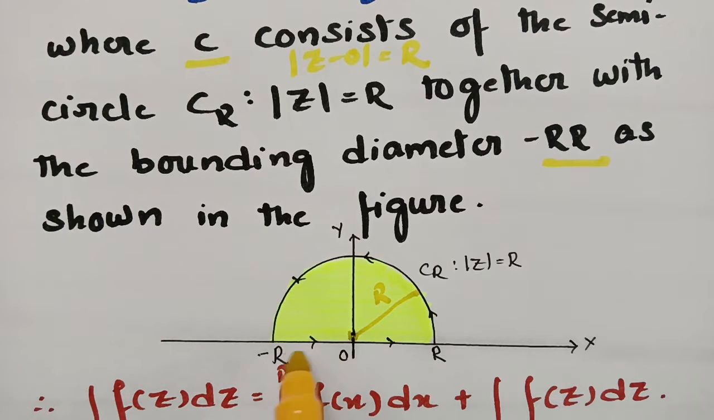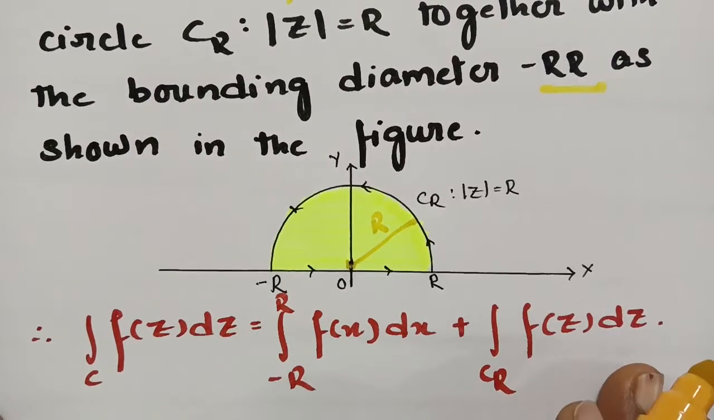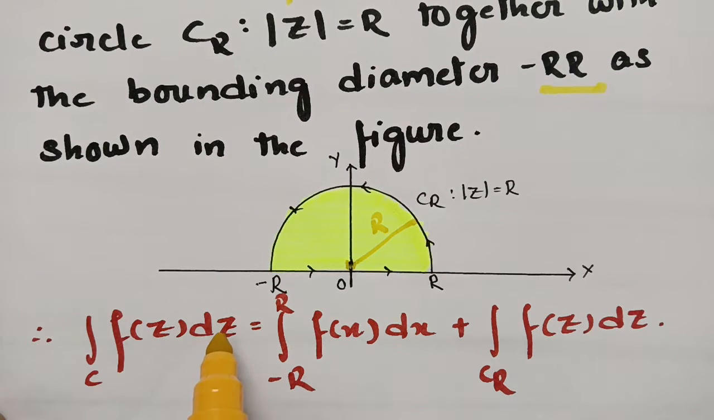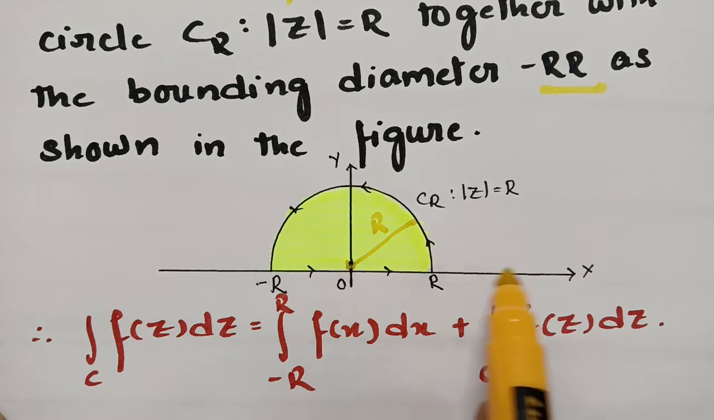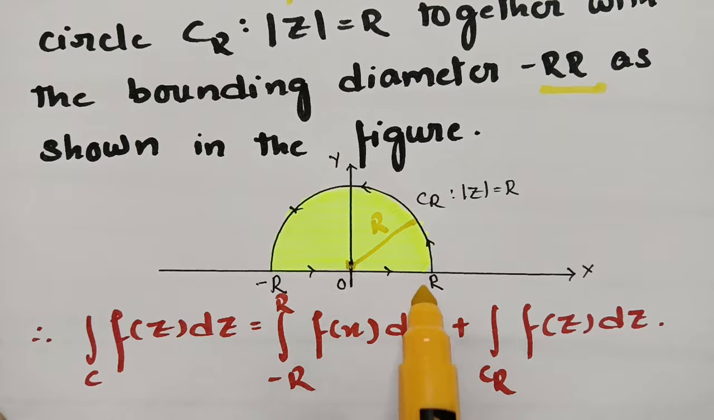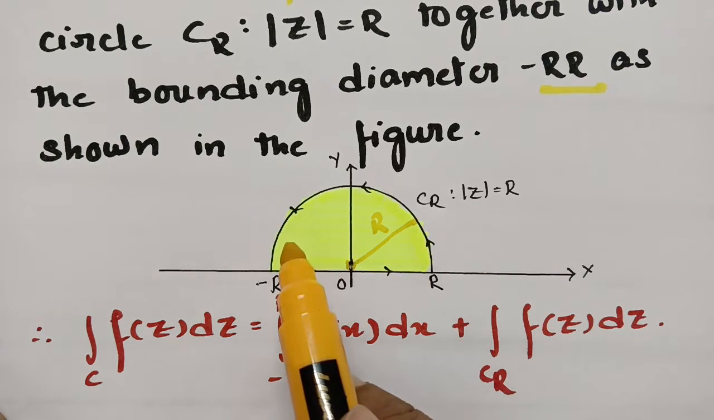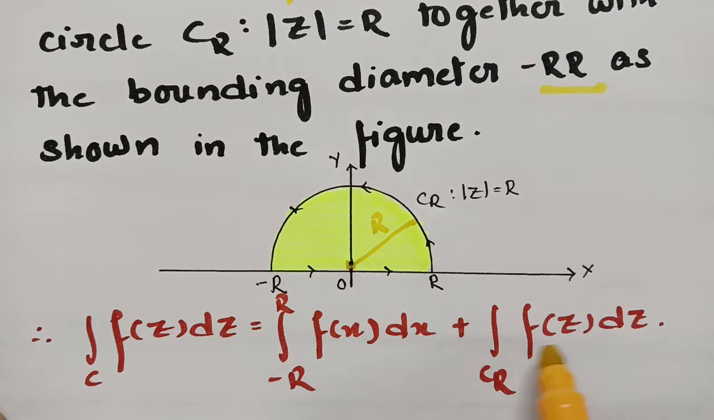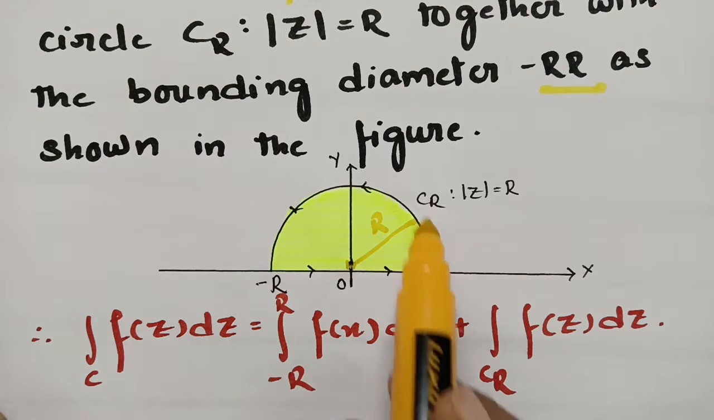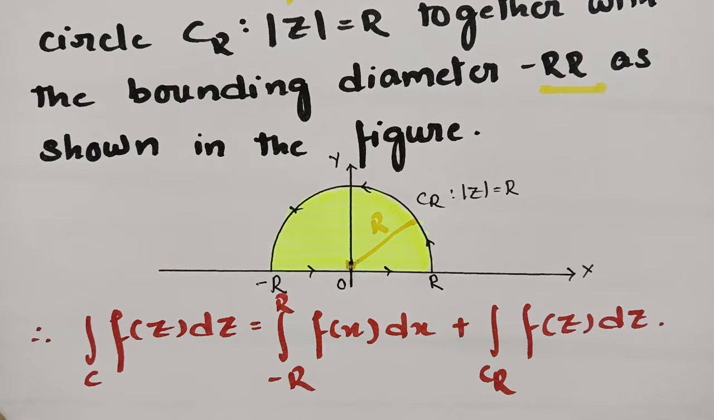The journey starts from minus R to plus R and again through the semicircle CR with center 0 and radius r. Therefore, the total integral over c of f of z dz can be written as the integral from minus capital R to plus capital R along the real axis of f of x into dx, plus the integral over CR, the semicircle with center 0 and radius r, of f of z into dz. So the integral is split into two line integrals: one from minus r to plus r, and the next one over the boundary CR semicircle where mod z is equal to r.